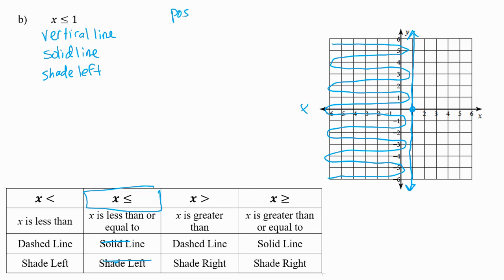All right, so possible solutions. Let's see, you have -4, 0. You have -3, 5. Another possible solution would be -1, -4. And so forth and so forth.